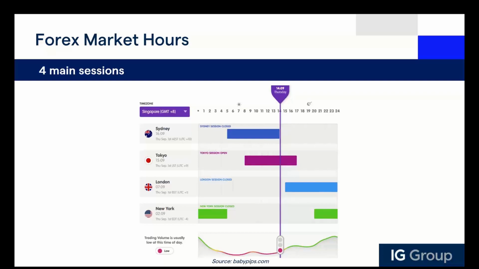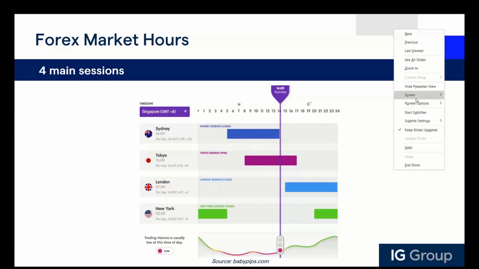In this picture that I got from BabyPips, the times are translated to Singapore time. So if you keep hearing me say Singapore, it is because this webinar is hosted from the Singapore office. If you are a viewer from another country, just take note that today we are hosting it from Singapore. So how you can read this is, if you look at Sydney, it means the blue bar, just let me enable my pointer.